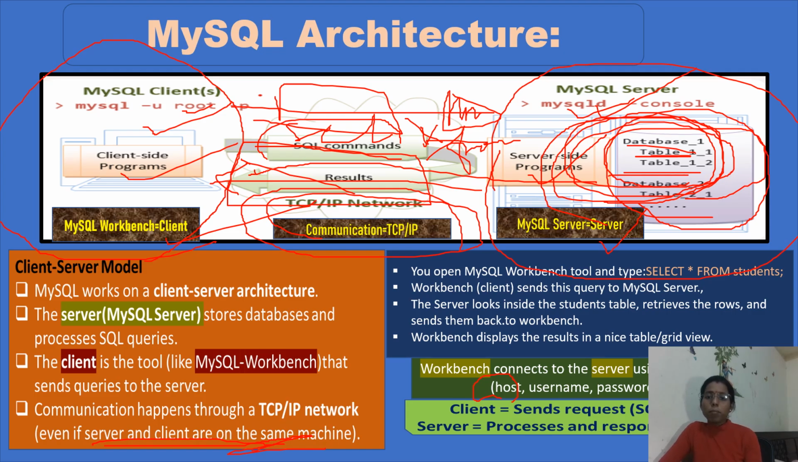But suppose I want to get data from Google. Then Google will be the server and I am the client, so we'll use the server IP address. In that way we use host in two ways. So the four things Workbench uses to connect to the server are host, username, password and port.